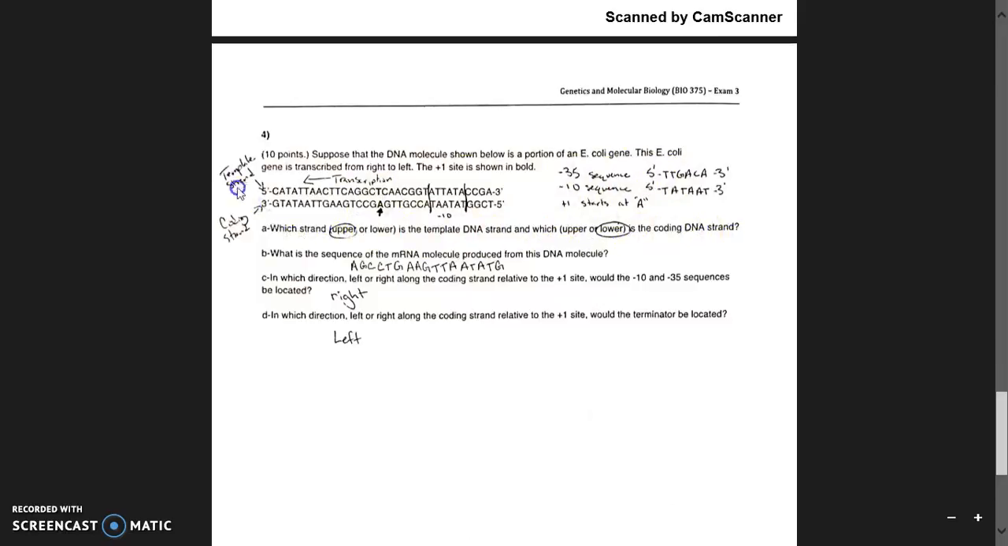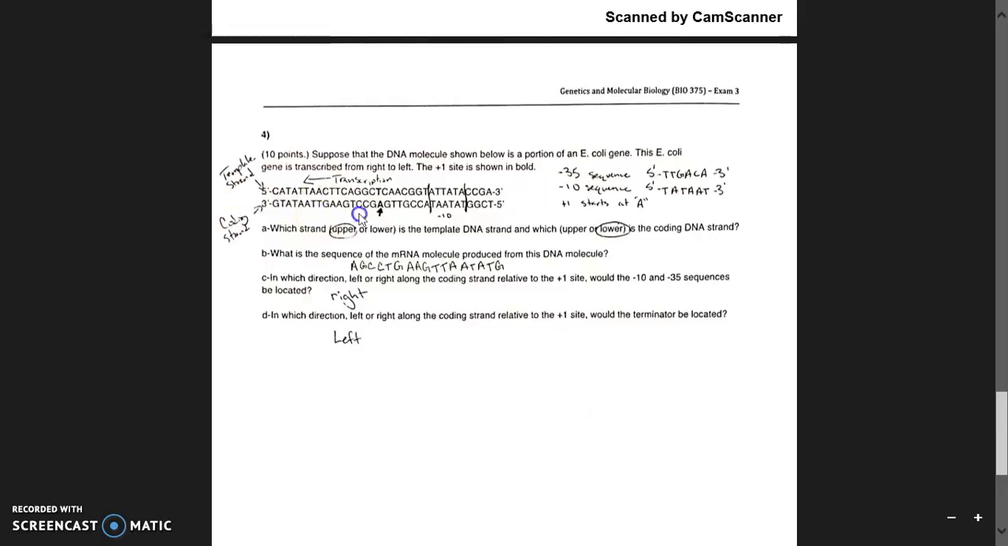So for this I got that the template strand is the upper strand here, and the DNA and the lower is the coding strand. And what is the sequence of the mRNA molecule produced from this DNA molecule? And basically it's going to start right here where the A is. Since our template strand is the T, the mRNA molecule produced essentially matches this bottom strand here.